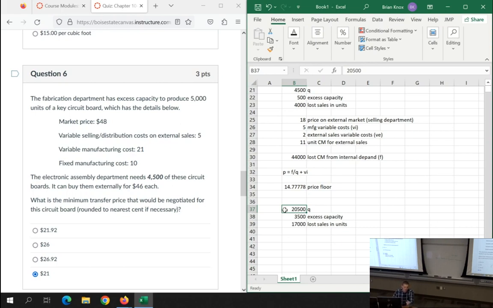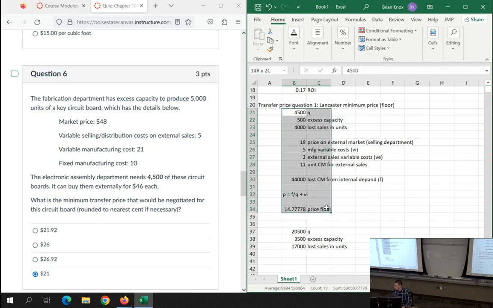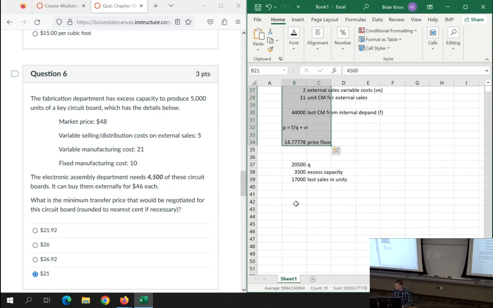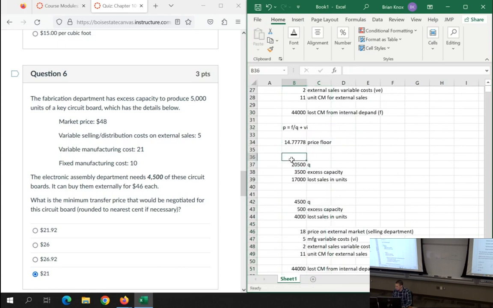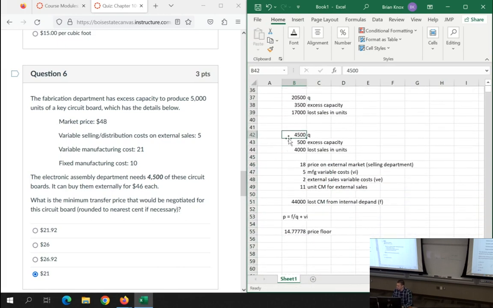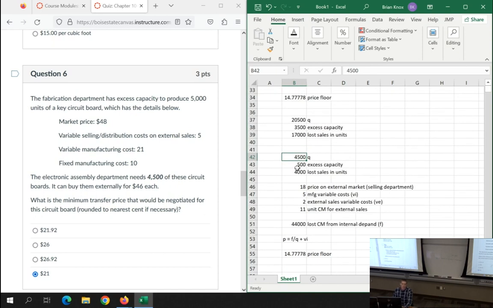So it's the same question except the electronic assembly department needs 6,500 instead of the 4,500. Okay. All the other numbers are the same? It is asking for a minimum? Okay. Let's do that. I'm going to grab this information here and copy it down and fill it in, because now we're going to need more calculation, since we have demand, or Q, that exceeds the excess capacity.